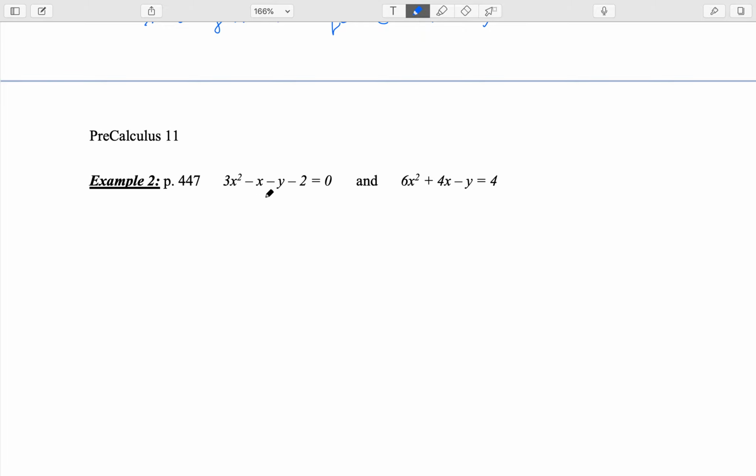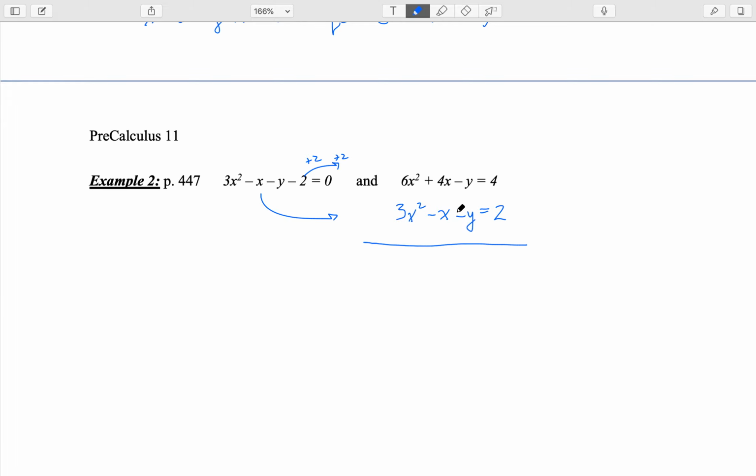Okay, so here's what I'm going to do. I'm going to put this one underneath. Really important, you've got to match up numbers. So 3x squared goes underneath the x squared. Minus x goes underneath the x. Minus y goes underneath the y. 2 is a number, but I'm going to move it over to the other side. I'm going to go plus 2, plus 2. So I'm going to get a plus 2 over here.